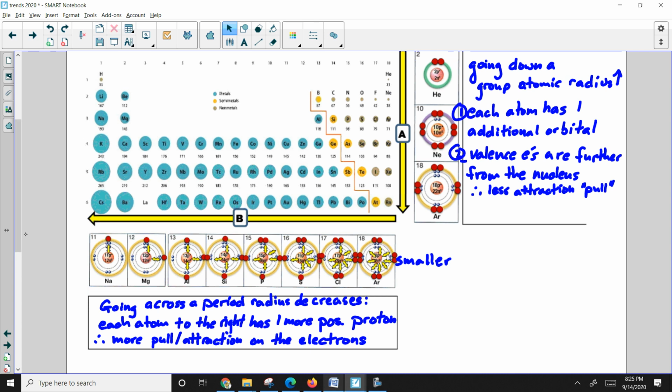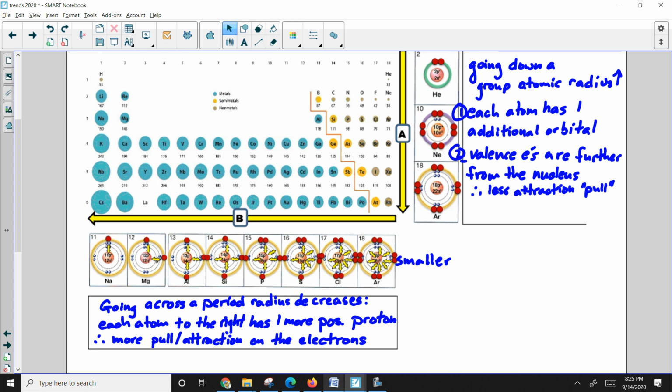Well, going across, we see that the pattern is that as you're going towards the right, this way here, the atoms get smaller. So we don't change the number of orbitals. They're still the same, but what changes is this. We change the number of protons. So as you're going across, we add an extra proton for each of these as you're going across.